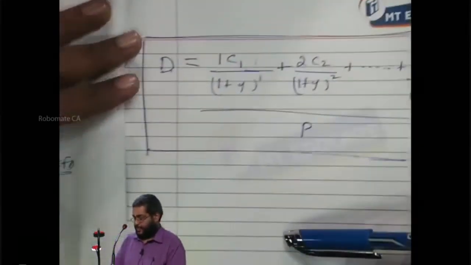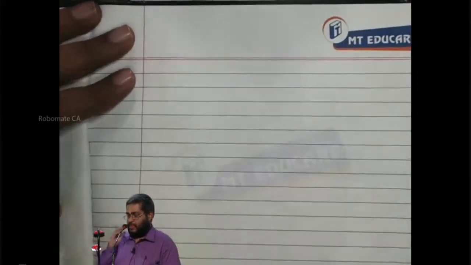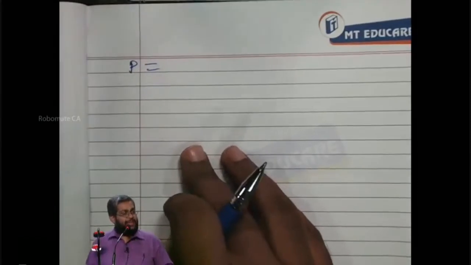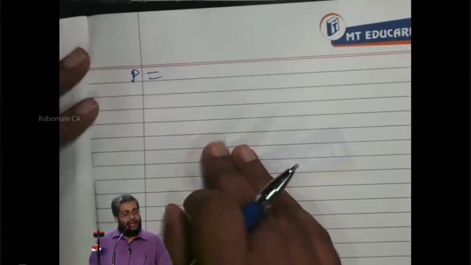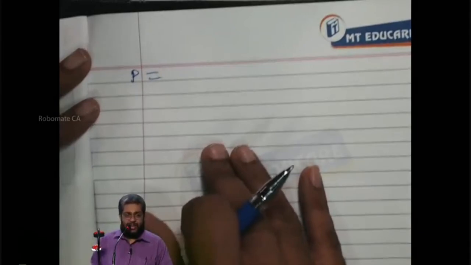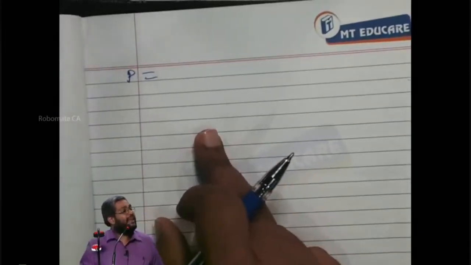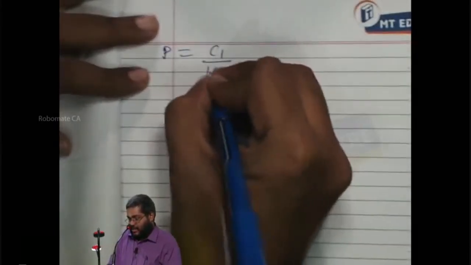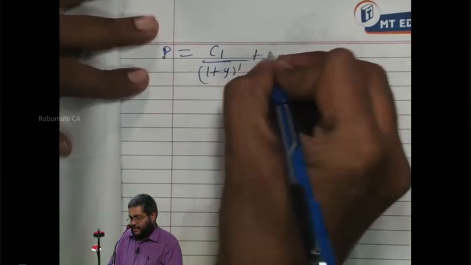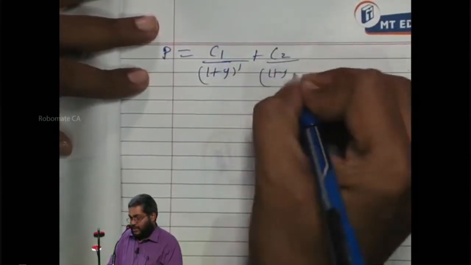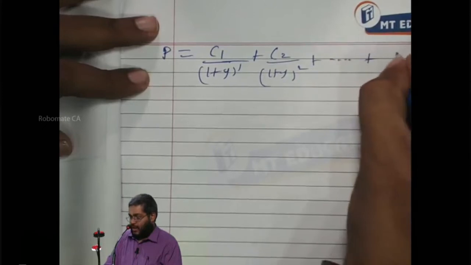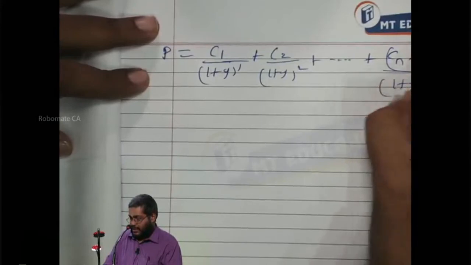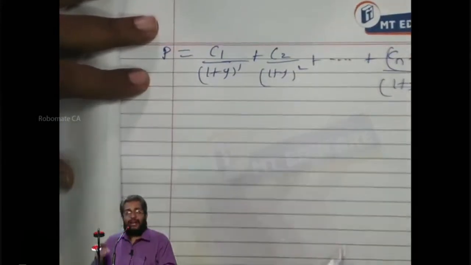See, the price of a bond is the present value of the bond cash flows. What is the value of a bond here? Present value of the bond cash flows discounted at YTM. Now tell me, what are all the bond cash flows? C1 by (1 plus y) power 1. Next is what? C2 by (1 plus y) power 2, up to the last year. I receive coupon and maturity value divided by (1 plus y) power n. That gives you the price of the bond.